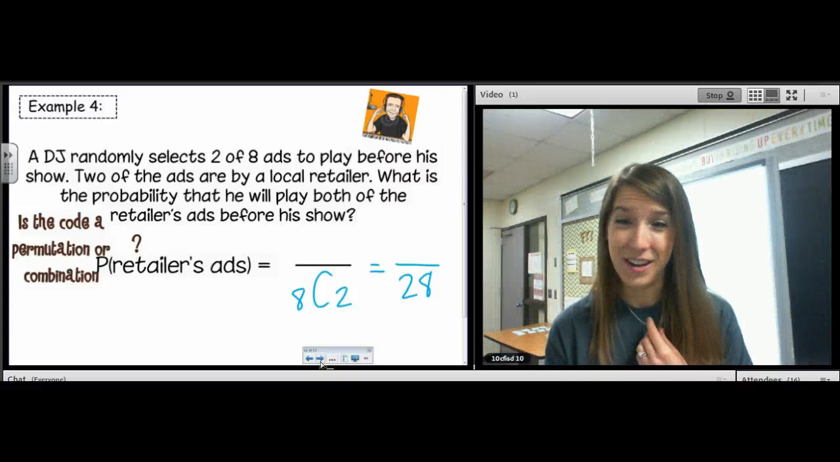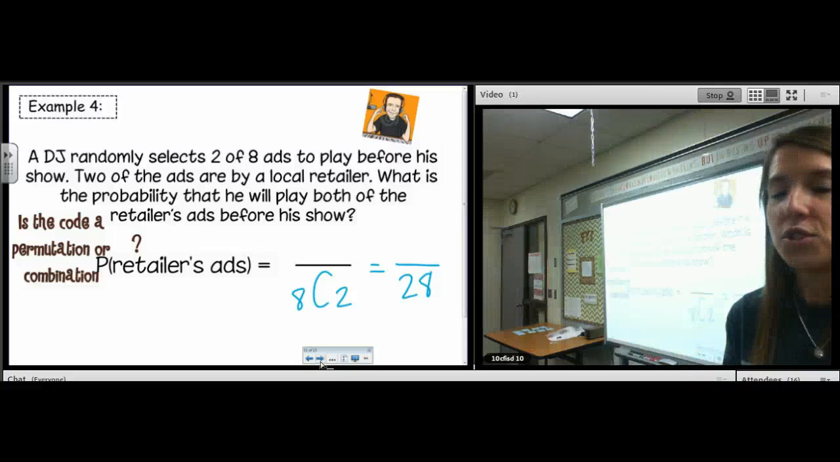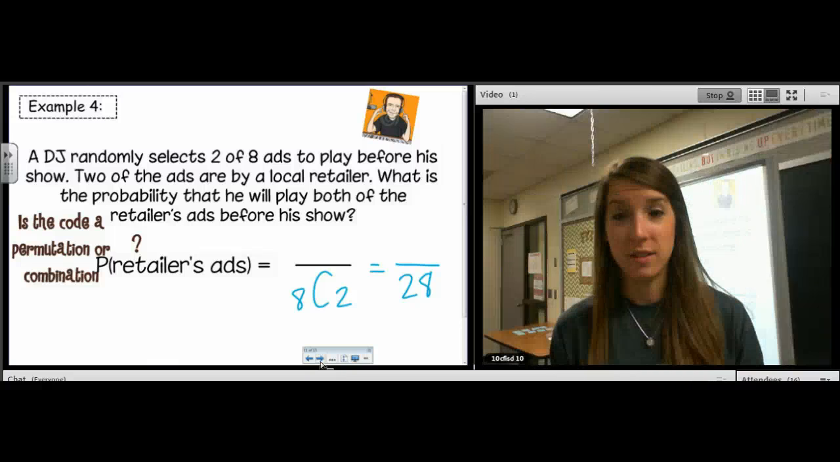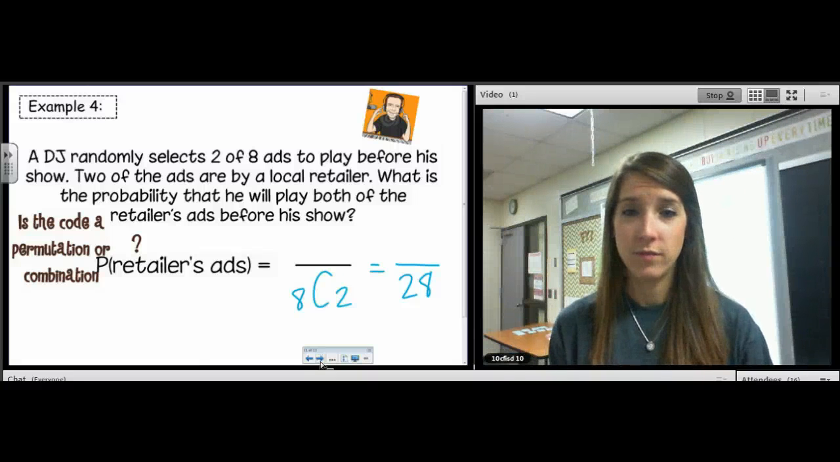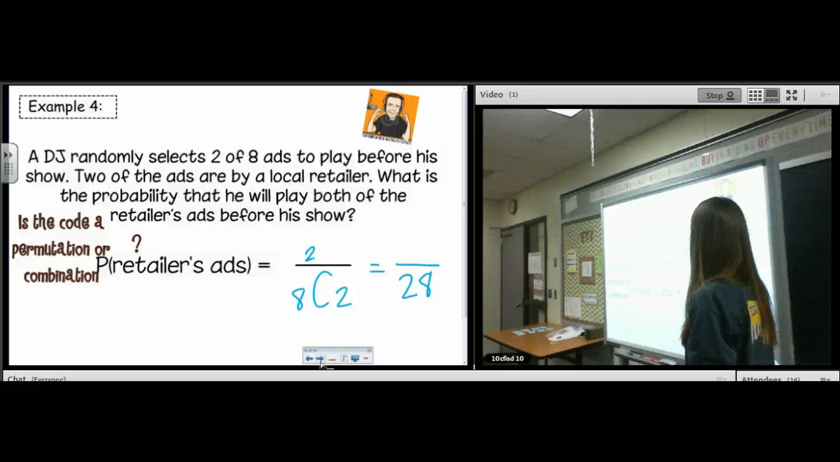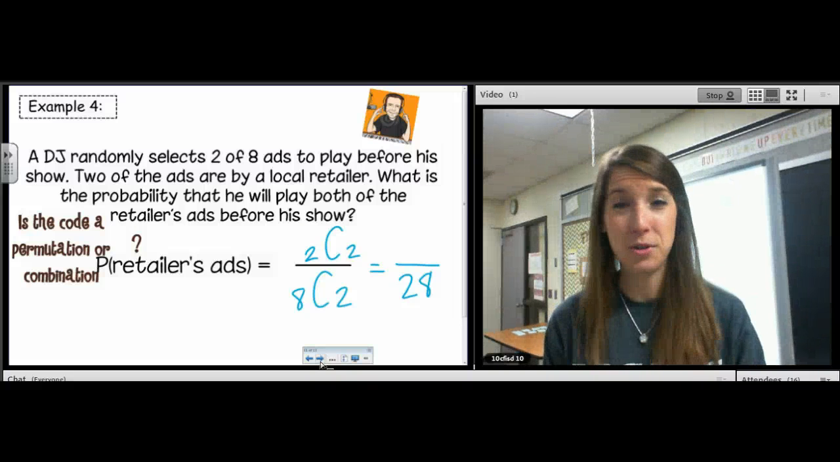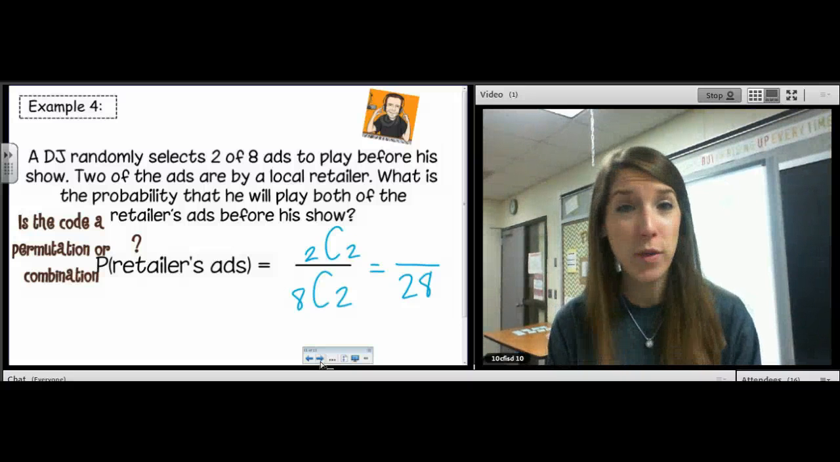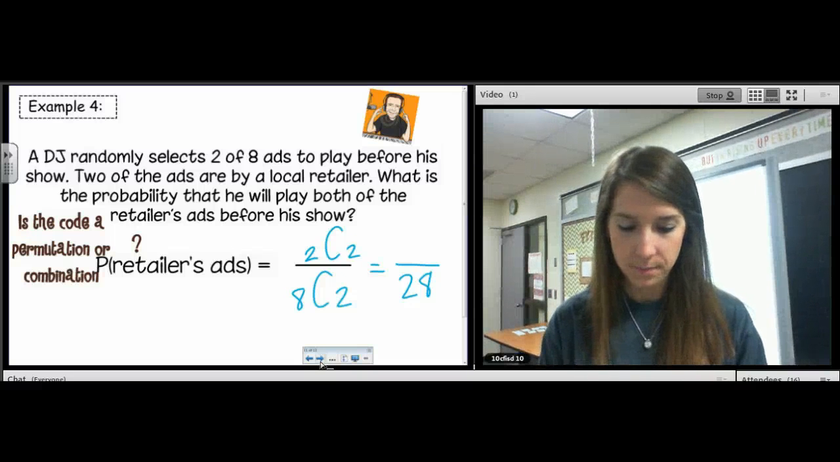Now here's where it gets tricky. Now you want to select both of the McDonald's. Both of the McDonald's commercials. So that's kind of like saying 2 choose 2, because I've only got 2 commercials from McDonald's, and I want to choose both of them. Go to your calculator and find out what 2 choose 2 is.